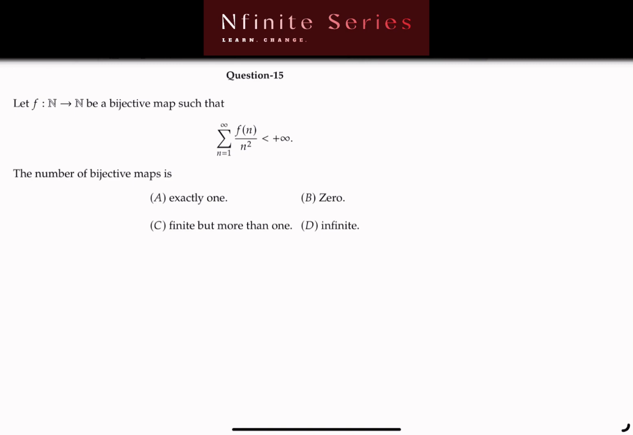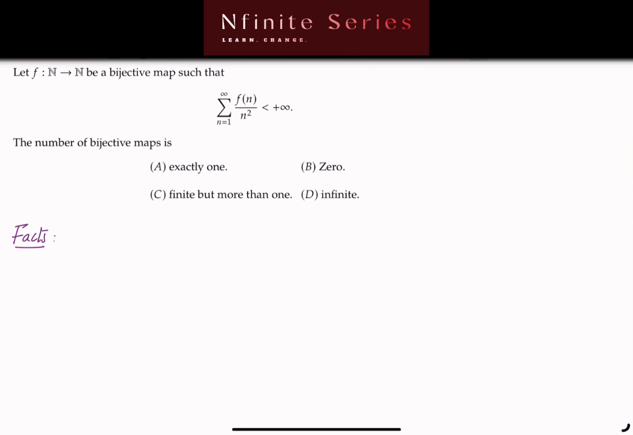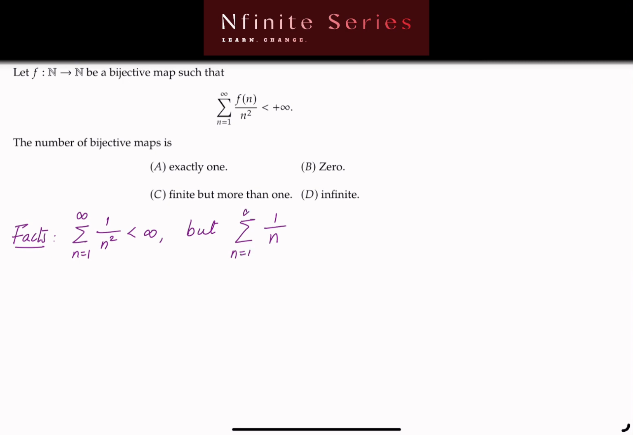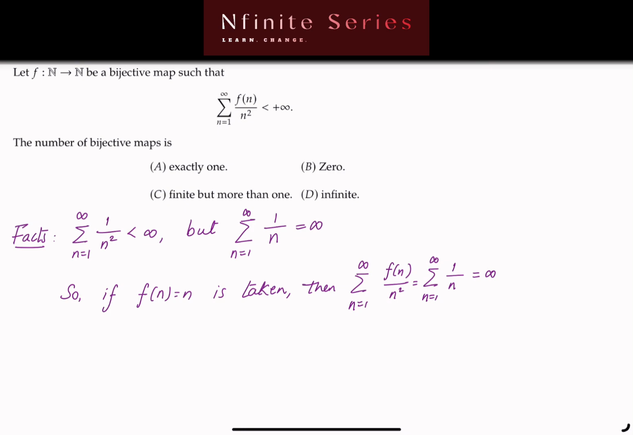And to solve this question, here are some facts that are going to be useful that we recall. It is known that the series 1 by n square, n from 1 to infinity, is finite, but if you consider the series 1 by n, n running from 1 to infinity, then this series is equal to infinity. That being said, if we consider this bijection, the trivial one fn equal to n, then what do we get? If we consider this series n from 1 to infinity, fn divided by n square, n cancels and we get 1 by n, and this says that this series is equal to infinity.